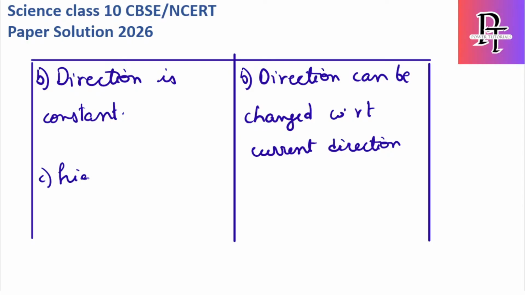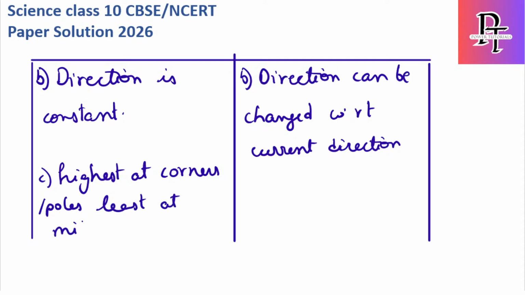Okay, that's about C point. For the bar magnet, highest at corners or poles, least at the middle. We can see here the magnetic field property is different. At the poles it is highest, whereas at the middle it is less. What about electromagnet? Uniform throughout. It is uniform with respect to its conditions.